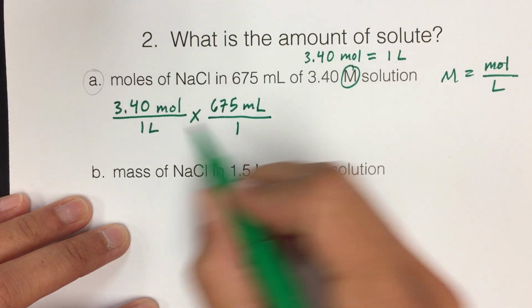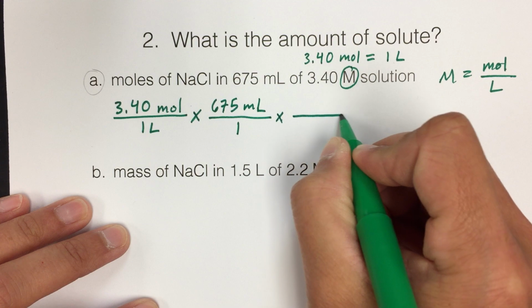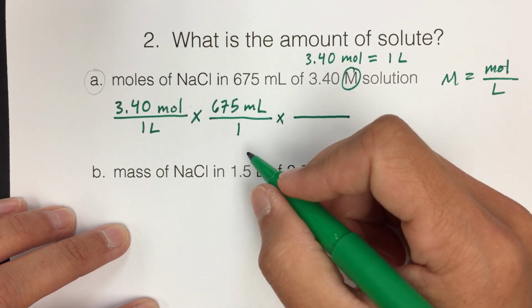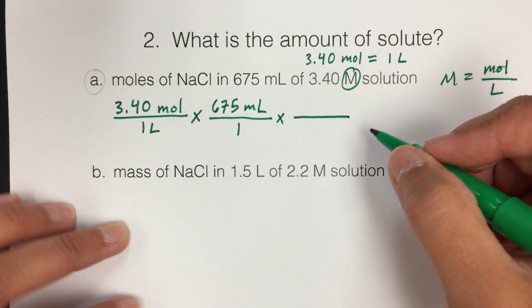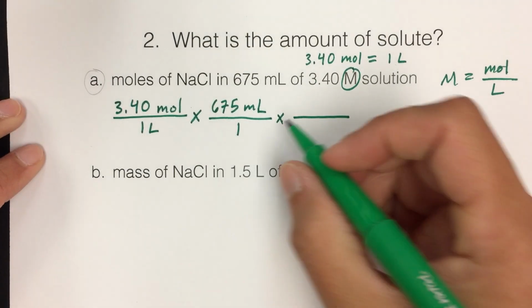But those don't actually cancel. Liters does not cancel with milliliters. So you're going to have to do another conversion to convert liters to milliliters. And that's this relationship here. Hopefully you have it memorized by now. There are 1,000 milliliters in a liter.